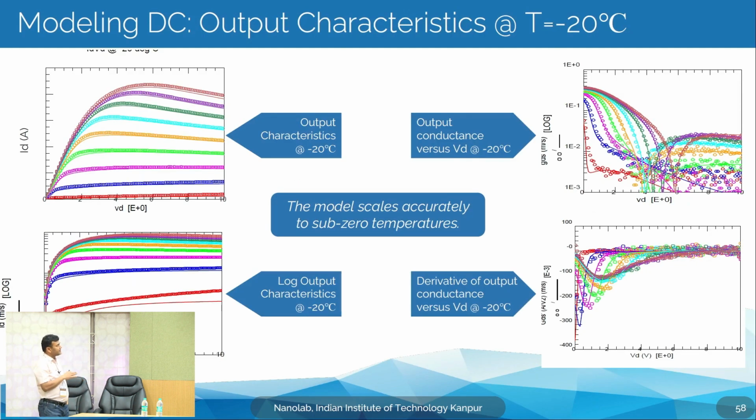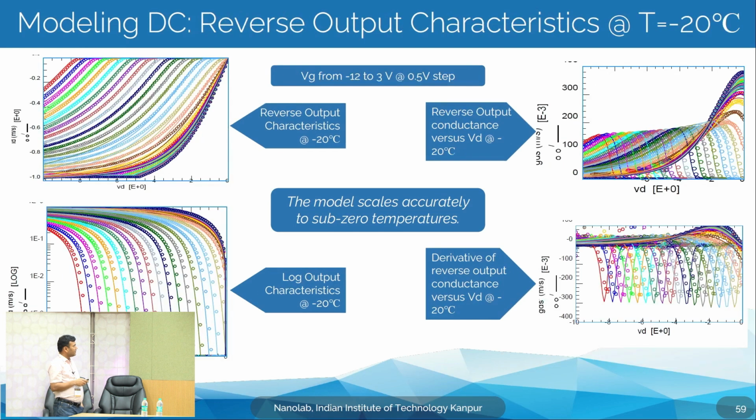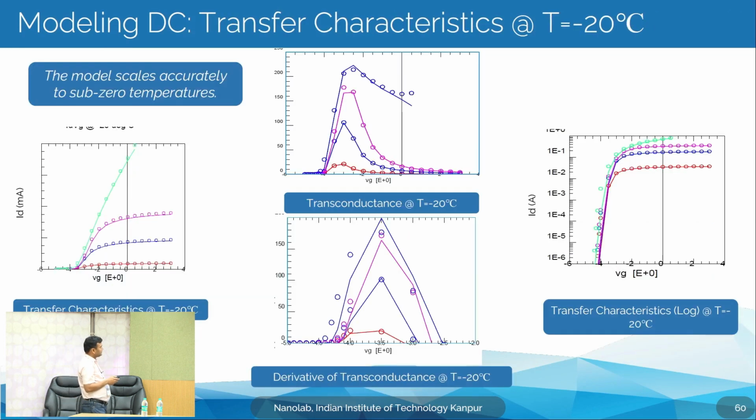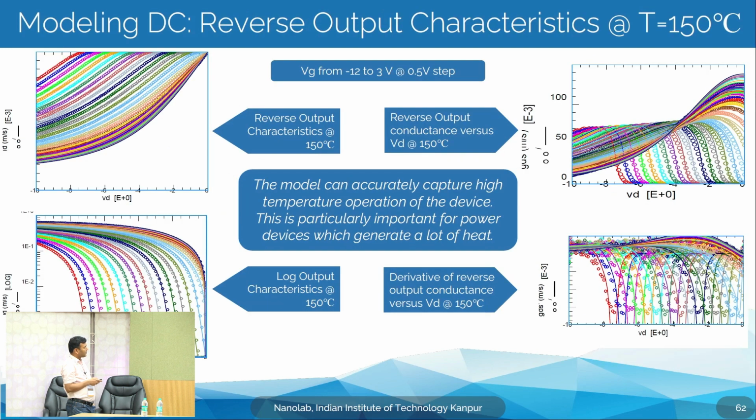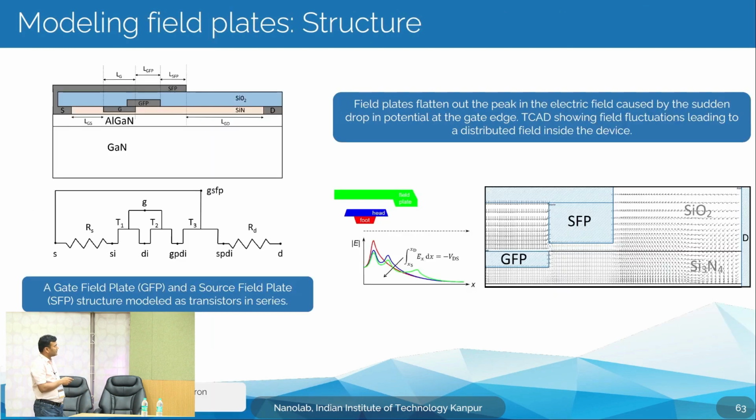And then this is showing different temperatures. At minus 20 C: ID-VD, GDS derivative, reverse output characteristic derivative, and a further derivative of that, then ID-VG transfer characteristics and derivatives. This is at 100 degree Celsius: ID-VD and derivative, ID-VG and ID-VG log. At 150 degree Celsius: ID-VD log, derivative and a further derivative of that.